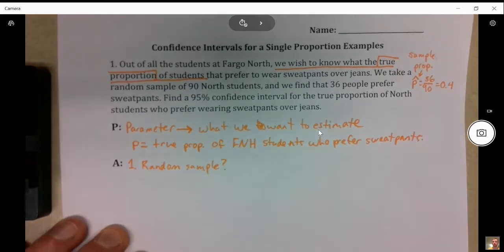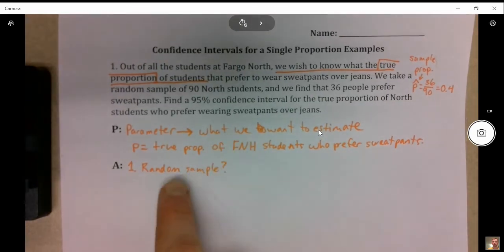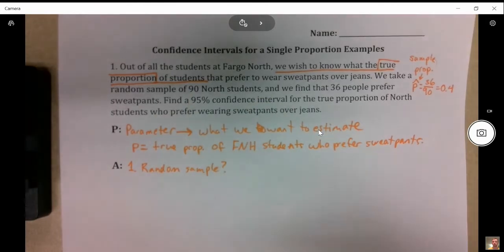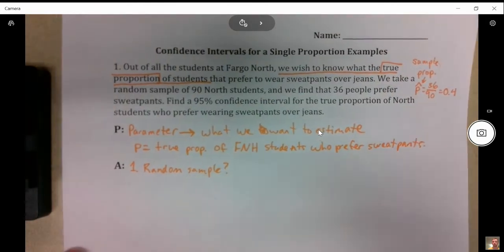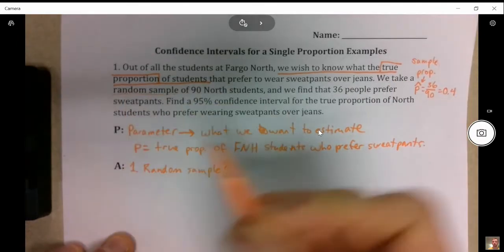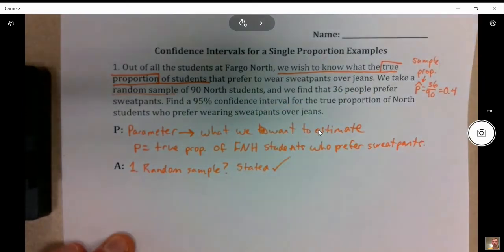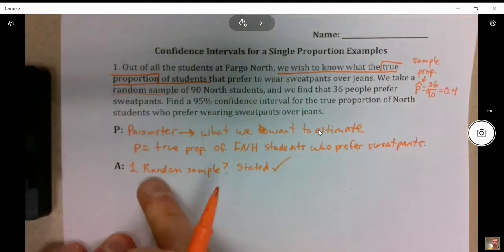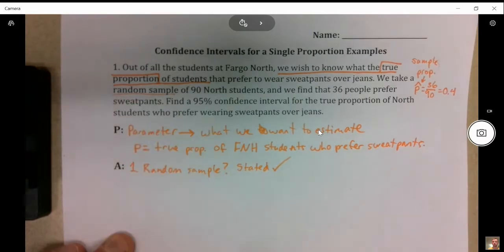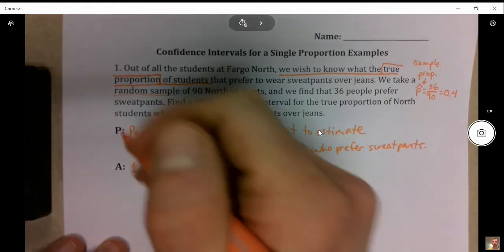Okay, well, unlike an actual experiment or a survey that you're doing yourself, we can't actually know in the stem of a problem if it is random or not, unless it states that it is a random sample. Luckily for us, it says we take a random sample. So because that is stated in the problem, we're good to go on that one. It is satisfied. We can assume that it is a random sample because it is stated as such. Okay. So first condition is always to check, do we have a random sample?